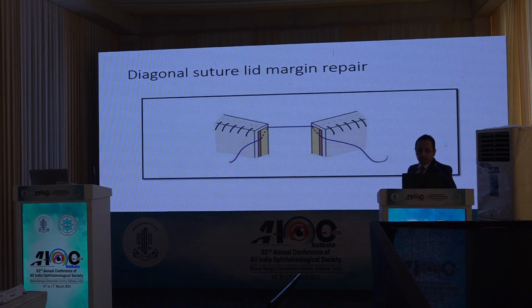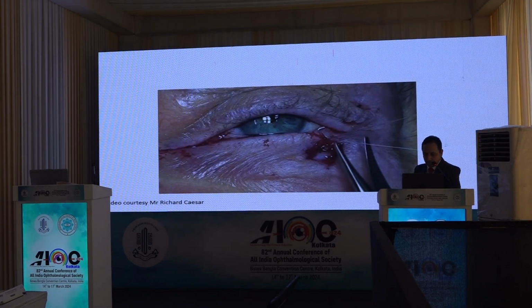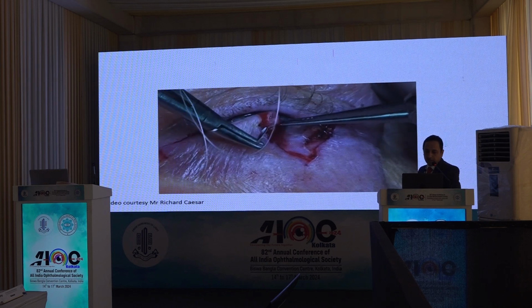An alternative in this regard is the diagonal suture lid margin repair, using a single absorbable 6/0 Vicryl suture, which is passed from about 3 millimeters inferior or away from the anterior tarsal surface, and the needle then comes out at the posterior lid margin and then engages the posterior lid margin again on the opposite side with a mirrored site of exit. This is a video showing the same technique.